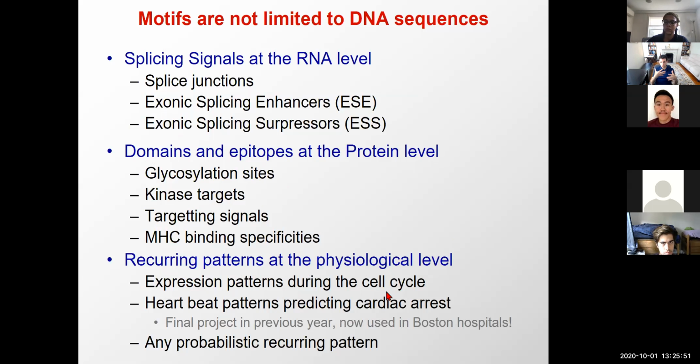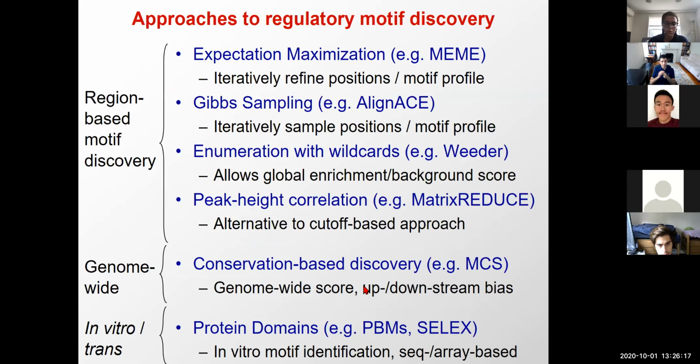You could infer the patterns of cell cycling in the same way that we're defining motifs today. In fact, a final project in a previous year, which is actually now used in Boston hospitals, was to look for heartbeat patterns that are predictive of cardiac arrest. And one of the students in the class actually defined a project based on that. And, you know, frankly, any probabilistic recurring patterns can be recognized as a motif.